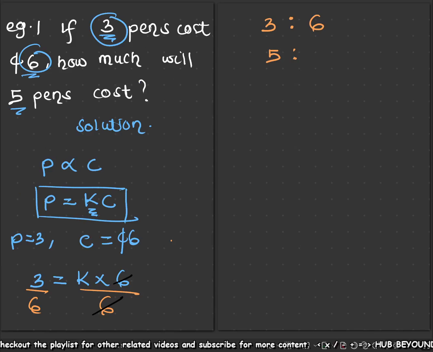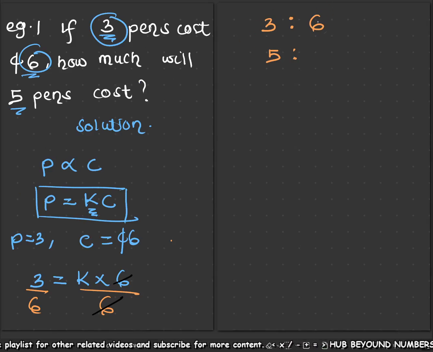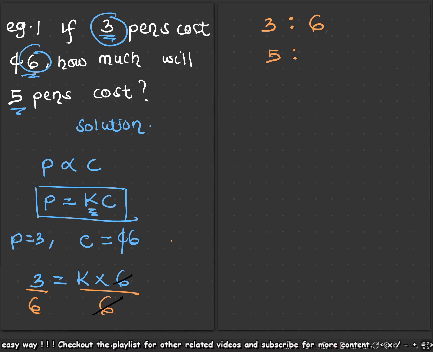So if the cost of 3 pens is 6, then for the cost of 5 pens, do you think it will be more or less? It is a direct proportion, which simply means if 3 pens cost 6, then 5 pens are also going to cost more. There's going to be an increase. So we say if more, less divide. What do we mean by less divide? This is going to give us an answer that is more than this.